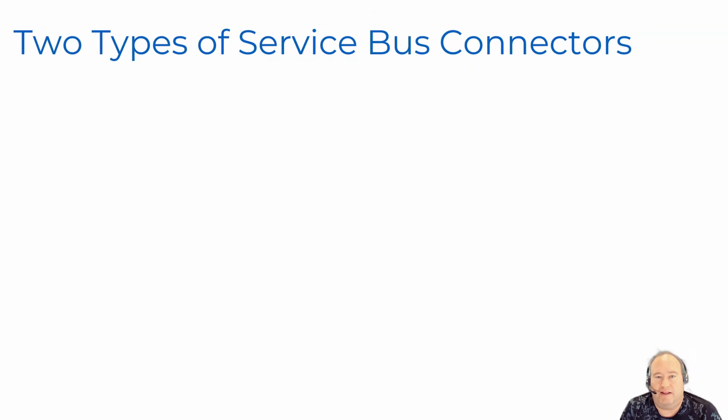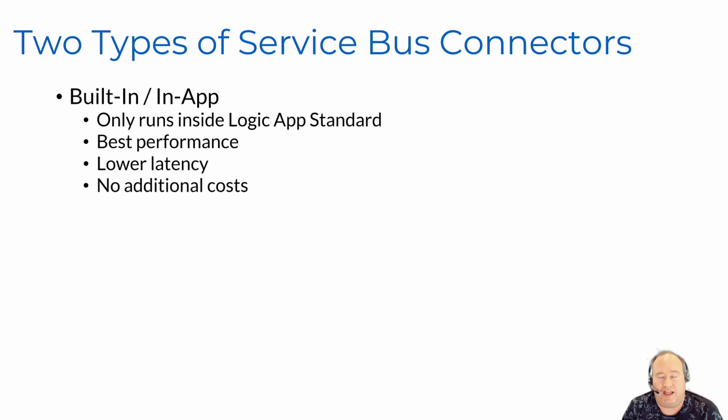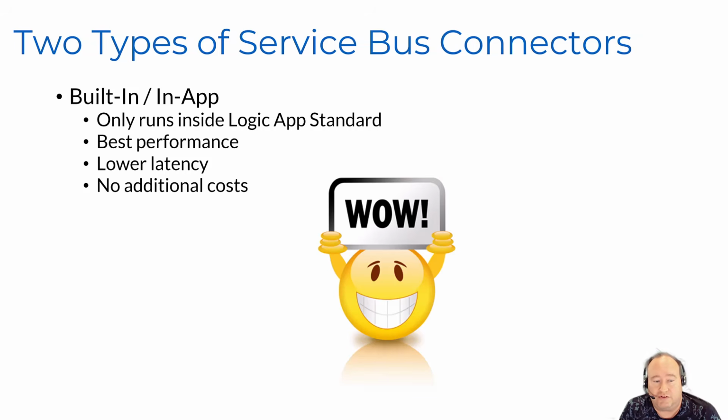Let's get started by taking a look at the two different types of service bus connectors we have available to us. The first type is a built-in or in-app connector. This connector is only available inside of Logic App Standard. Since this is an in-app connector and runs in process with your Logic app, you're going to get the best performance and achieve lower latency using this connector. Plus, there's no additional transaction costs for using this connector in your Logic apps.